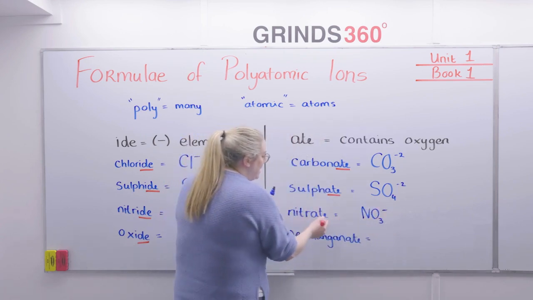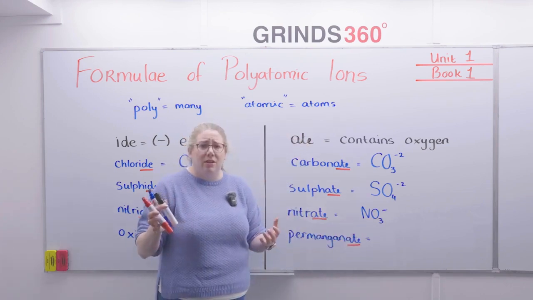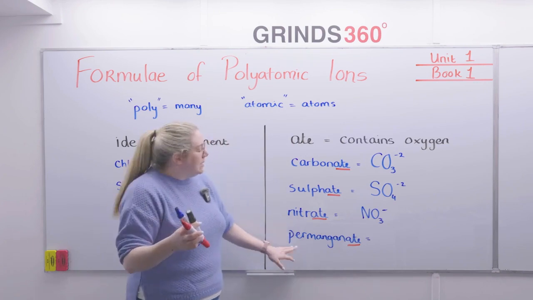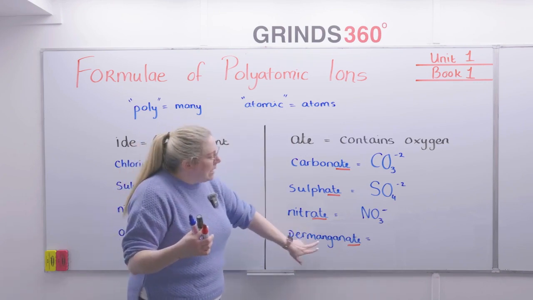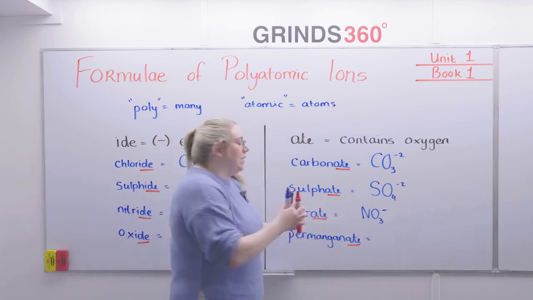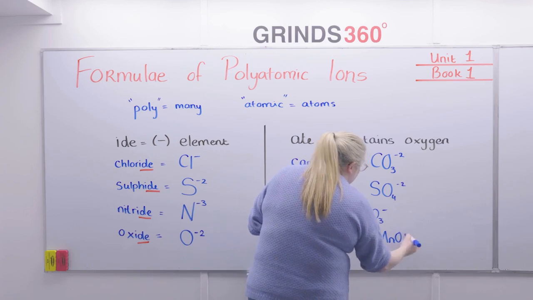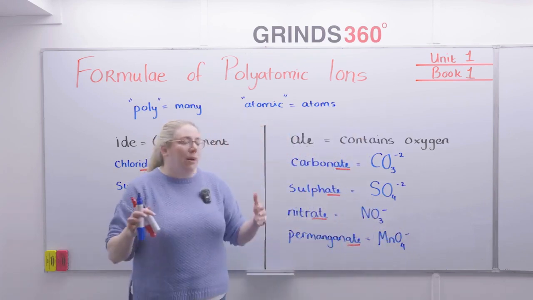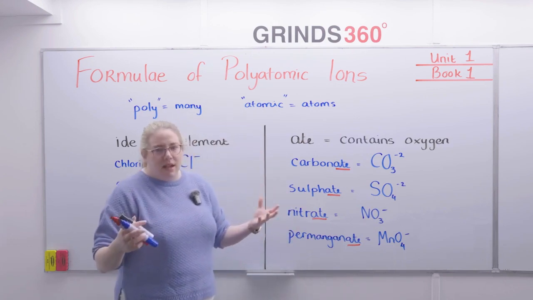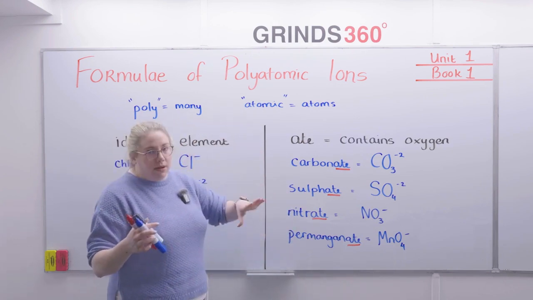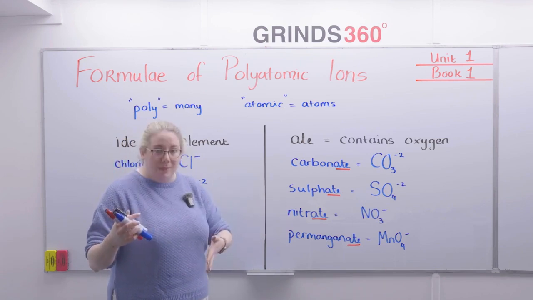Now permanganate, this one, don't go looking up the periodic table for an element called per. It doesn't exist. That's one of the naming conventions we have for manganese. So it's manganese with oxygen, and it's MnO4-. You might also see the permanganate ion written as manganate 7, because of the oxidation state of the manganese. We're not going to worry about that now. We're going to call it permanganate for now because you've probably come across it as potassium permanganate.